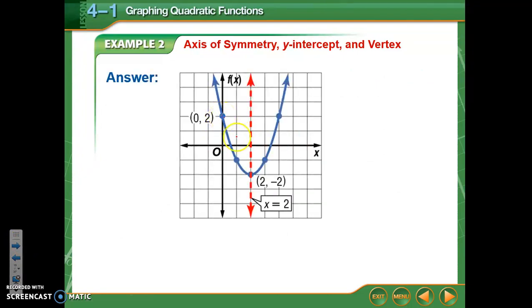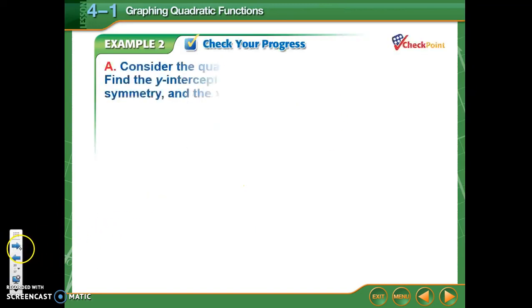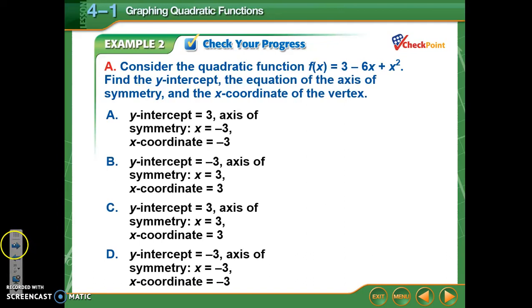Here are my points: (0, 2), (1, -1), (2, -2), (3, -1), and (4, 2). Notice they drew in the axis of symmetry as a dotted line, and they connected them with a smooth curve. This is not a V like absolute value. The parabolas are more U-shaped, and that would be my final graph. So now I want you guys to try that on these next 3.